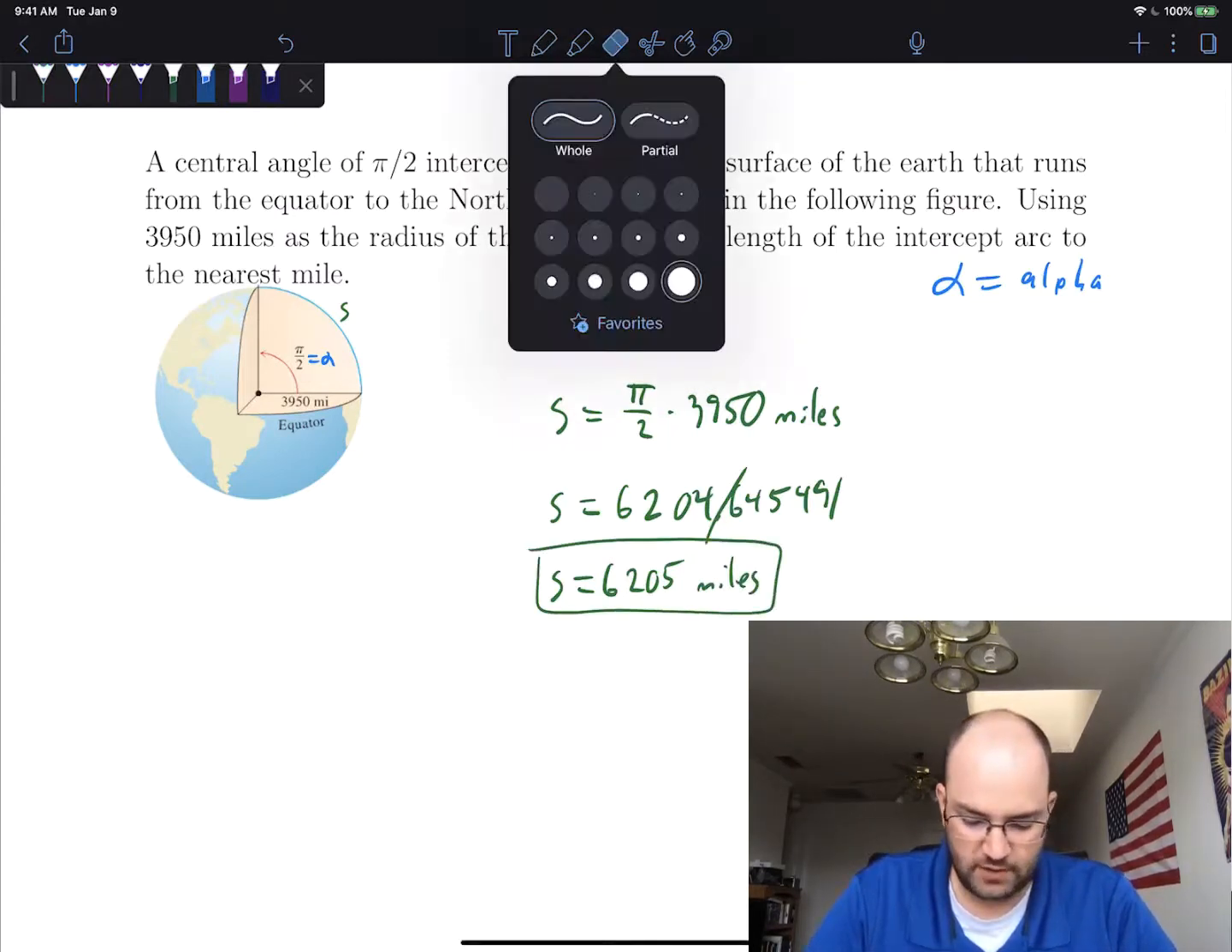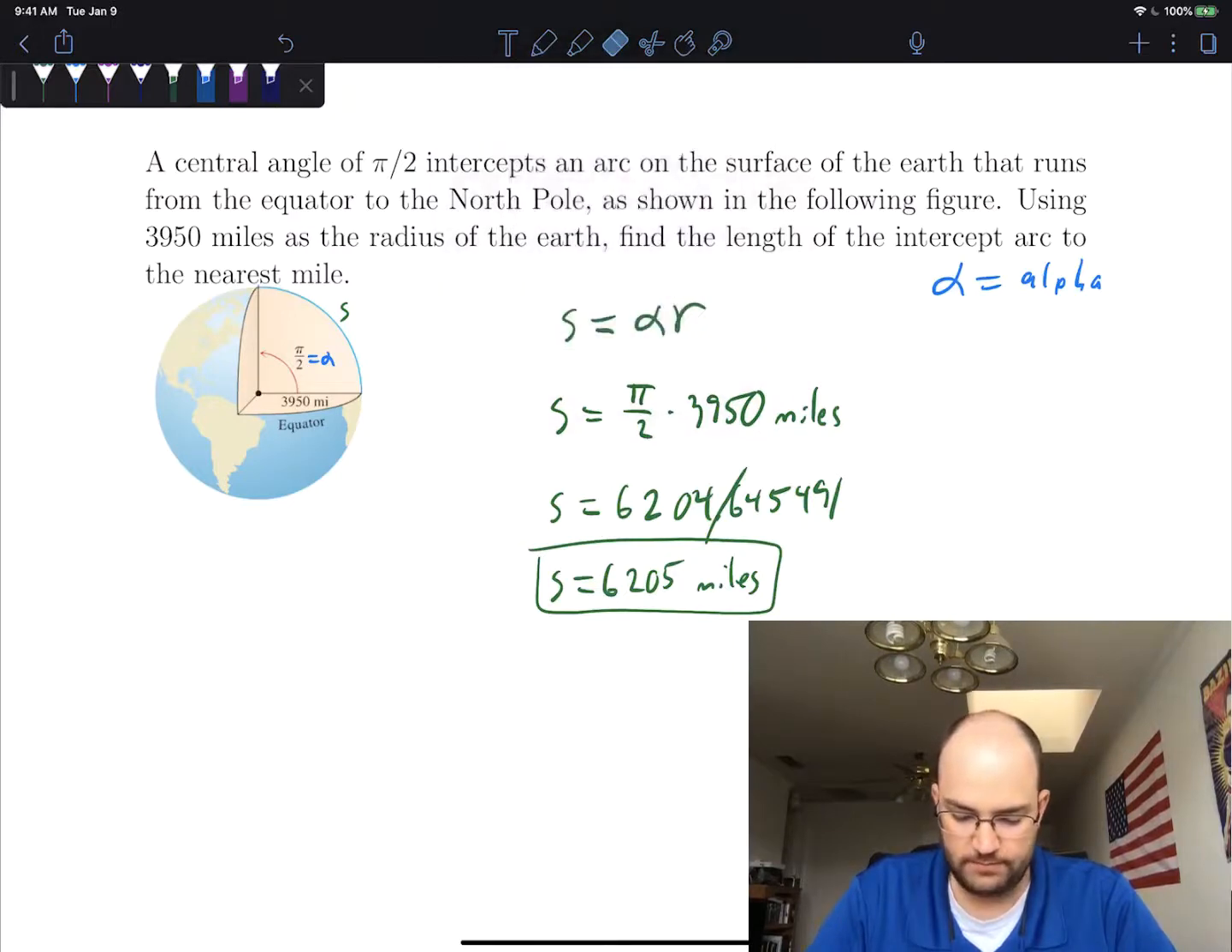So basically, if you started walking at the equator, walked all the way due north until you reach the North Pole, you will have walked 6,205 miles. It might take you a day or two.